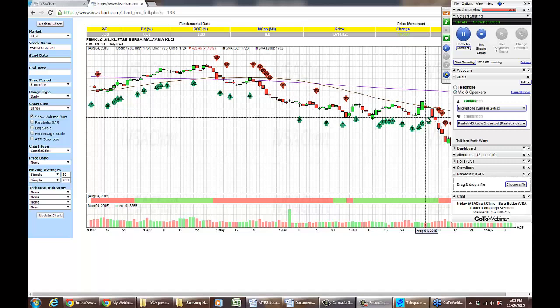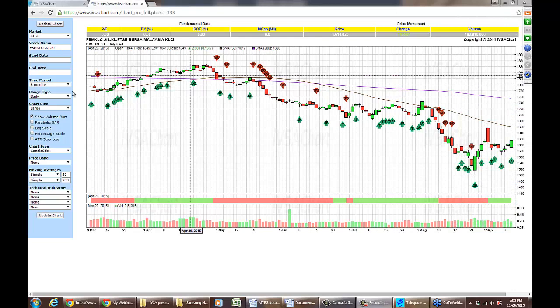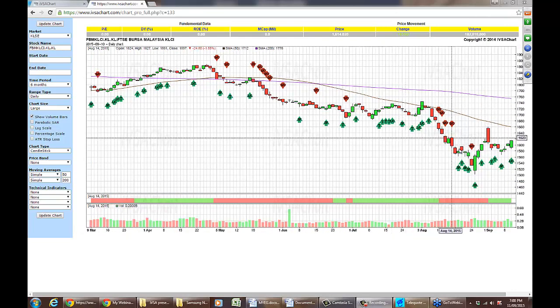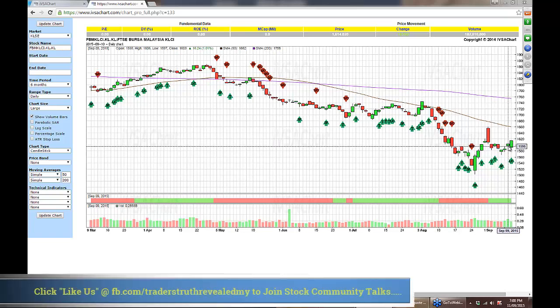Okay, welcome to another Friday iVSA chart. This is pretty much where we left off from last Wednesday. As you can see, the charts here are pretty interesting today. Remember, these charts are end of day, so if you can see it, then it won't be updated. The chart will be updated at 8 o'clock. Today is quite a nice one. Let me give you a bit of an outlook.